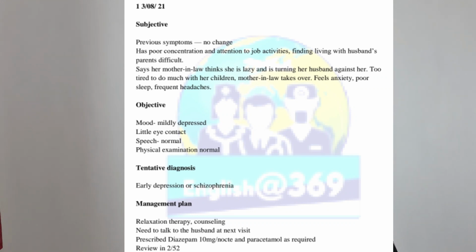Okay, so now when you go to 13th of August 2021, again you can see she has previous symptoms, no change. She has poor concentration and attention to job activities, finding living with husband's parents difficult, says her mother-in-law is nagging and her husband is against her. So you can see that she has aggravated symptoms, or she has more problems than she came with in the initial visit. So I think it's a good idea to explain the symptoms that she had this time. So you can say that she did not show any improvement on the next review.